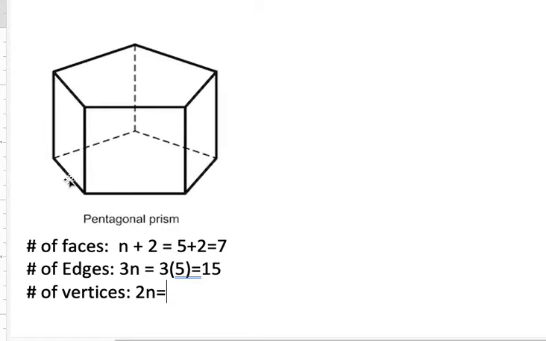Okay, how about vertices? Those are where the different edges meet, right? So let's see. Just by looking at the picture, I can see there's 1, 2, 3, 4, 5 along the bottom, and there's 1, 2, 3, 4, 5 along the top, which fits with the formula which says 2 times n, 2 times 5, is equal to 10. Okay, so that's for a prism.